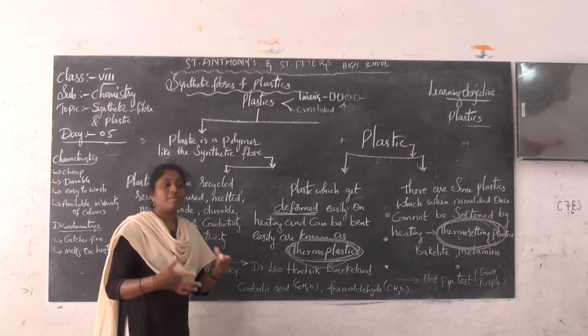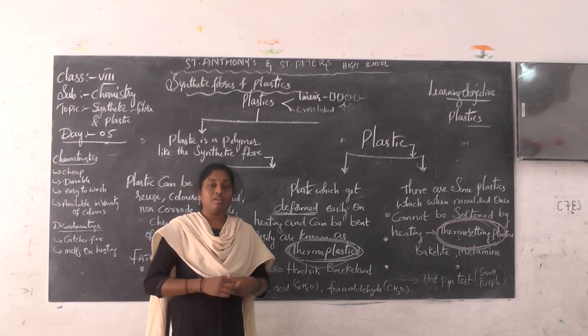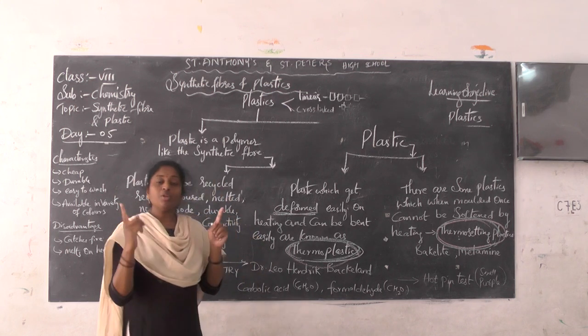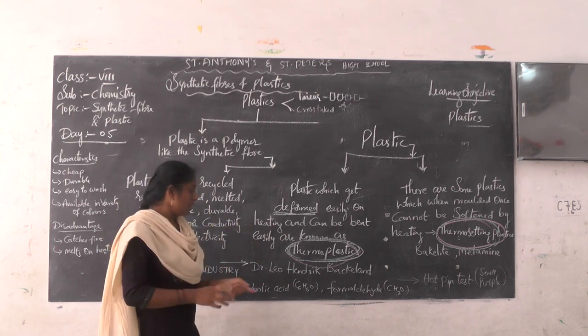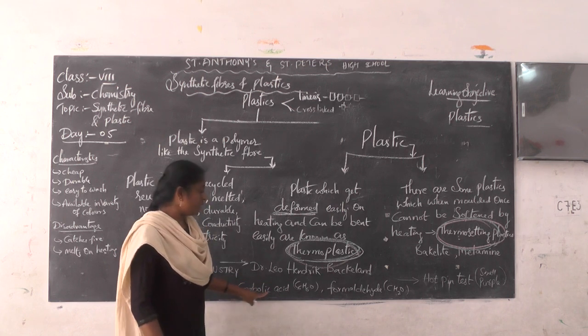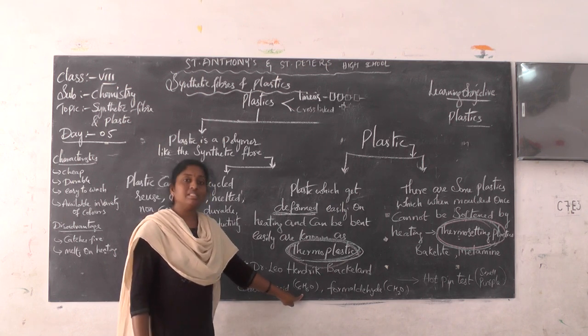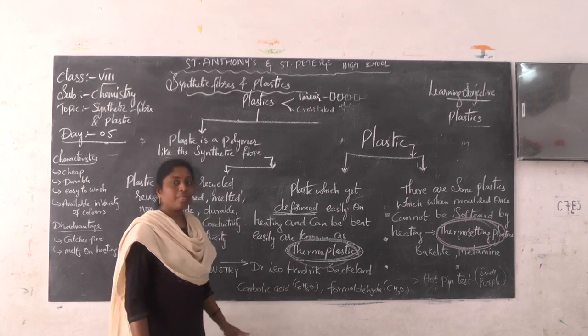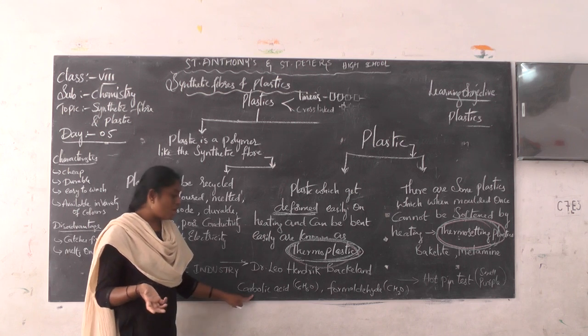When he was doing some activities in the lab, accidentally, unfortunately, two chemicals were mixed together. Maybe the bottles fell down. The two chemicals are carbolic acid. What is the formula of carbolic acid? C6H6O. So he took one acid, that is known as carbolic acid.